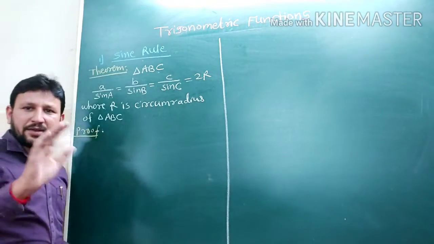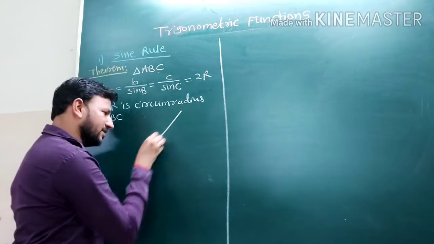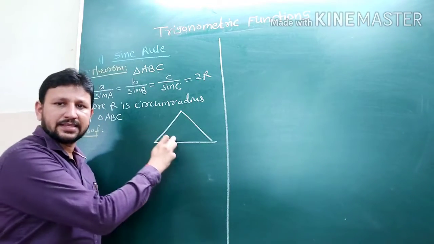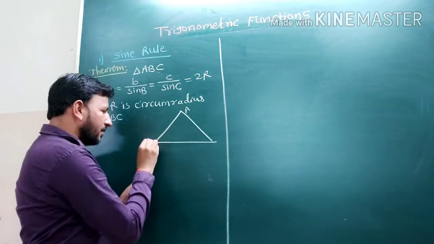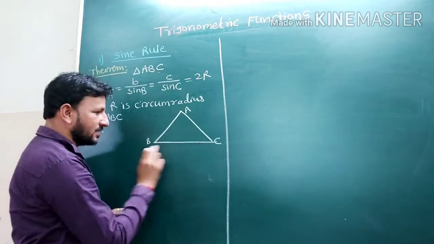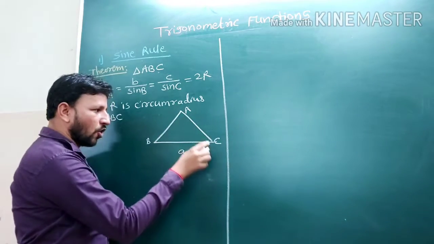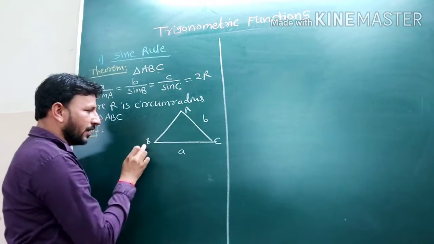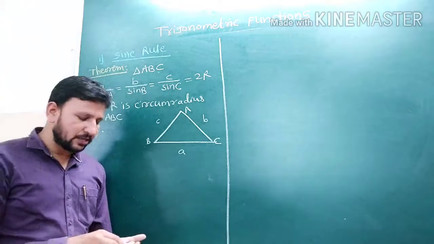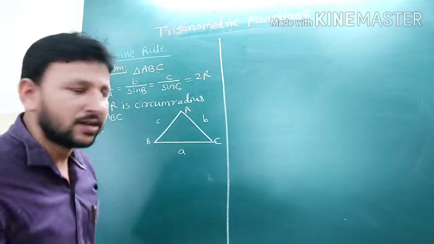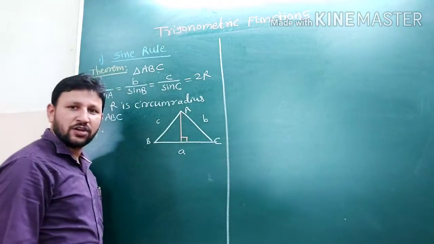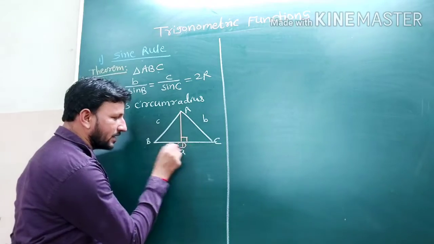Consider a triangle ABC, a standard triangle, any triangle taken in general. The side lengths are denoted by small letters: the length of BC is a, the length of AC is b, and the length of AB is c. The construction is to draw AD perpendicular from the vertex A on the side BC. The foot of the perpendicular is point D.